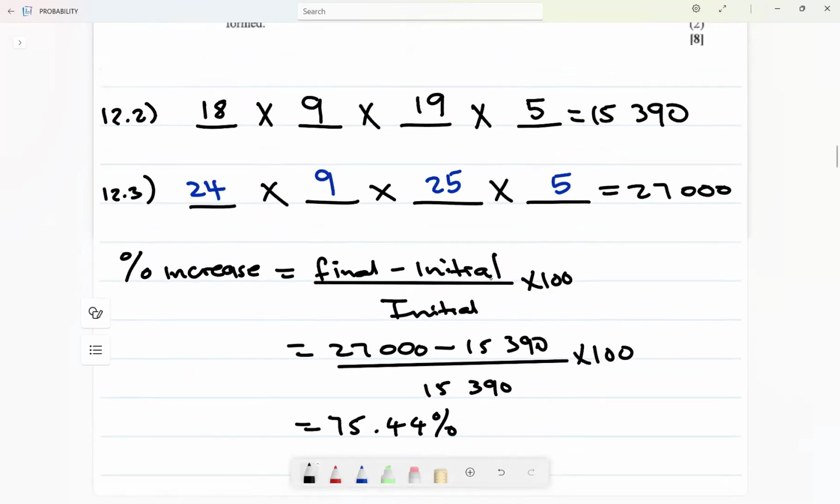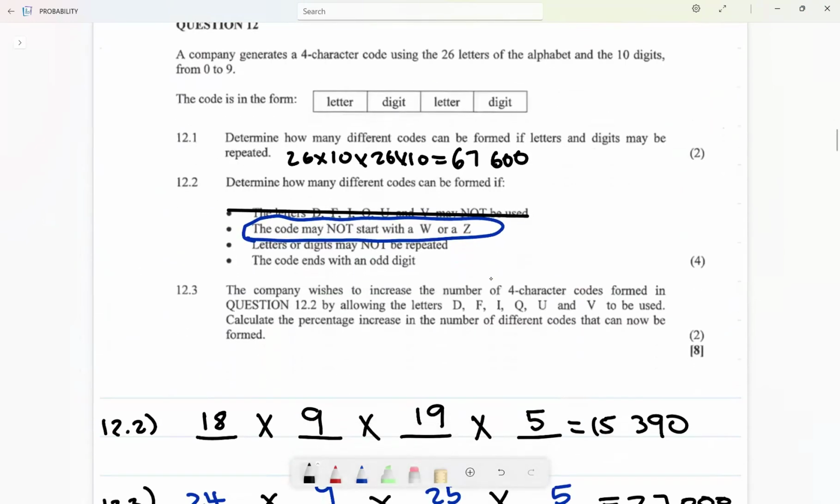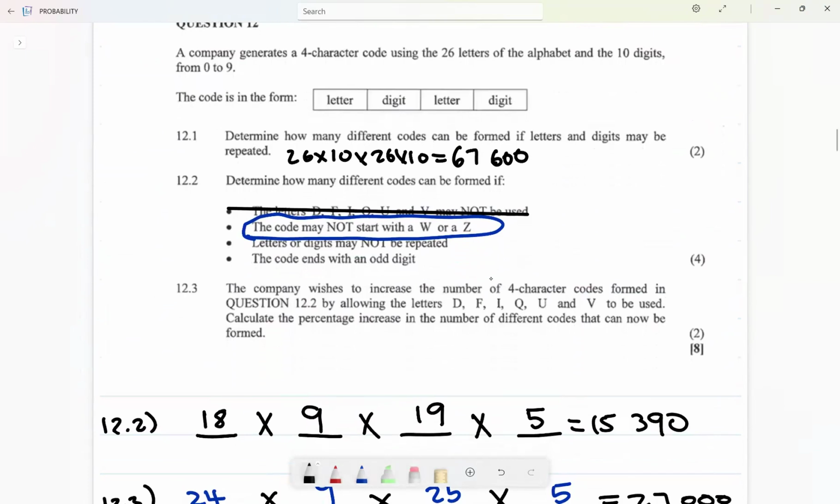So yeah, guys, this is what we were facing in November 2024. So yeah, guys, hopefully you enjoyed the question paper.